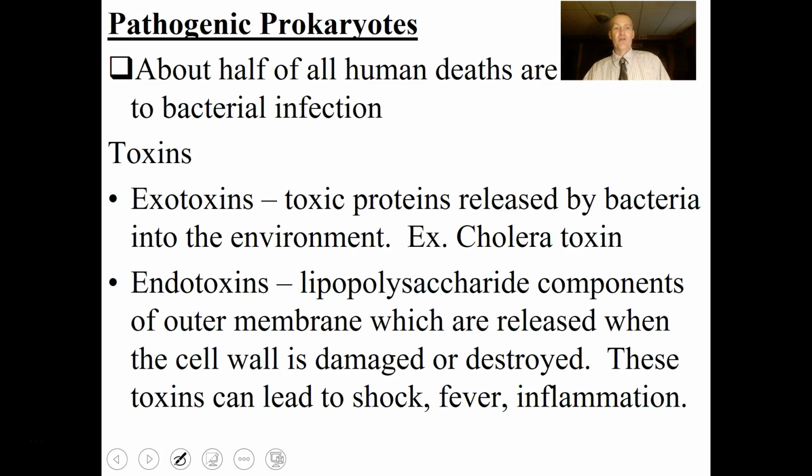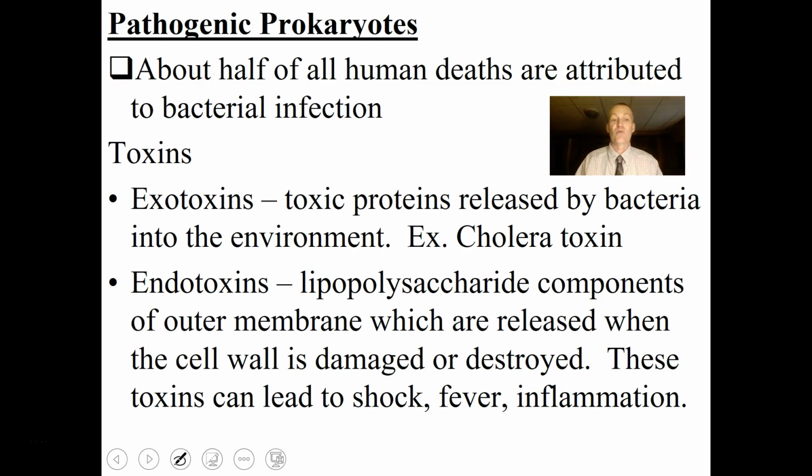So pathogenic bacteria cause half of human deaths, so this is definitely why they're important as well. Some of these organisms create exotoxins that they dump into the environment or into your bloodstream or body juices. Cholera toxin would be an example of that. Some of them produce endotoxins, which are just components of their membranes or parts of their cells that, when they're destroyed, release these toxins into your body, and they can lead to toxic shock syndrome, fever, inflammation, or swelling.